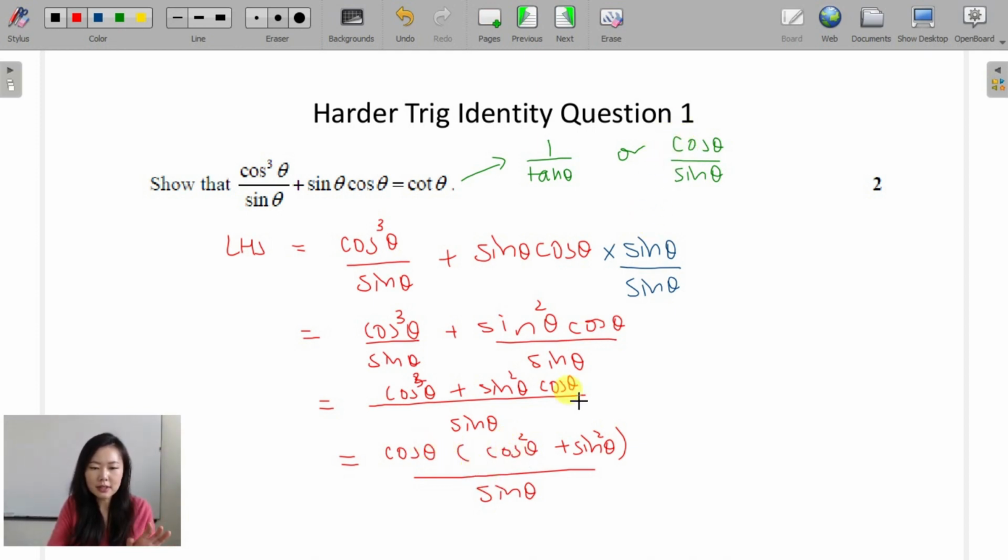All right, so that's good. And that is the Pythagorean identity. So it's equal to 1. All right, so I'll just continue up here. So that equals cos theta times 1 on sine theta, which I know is cot theta. That's it.